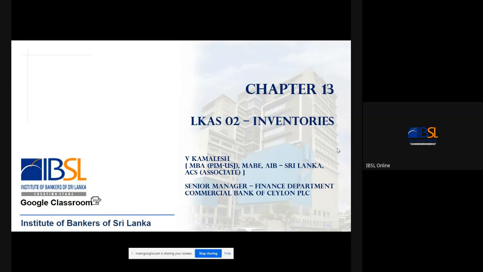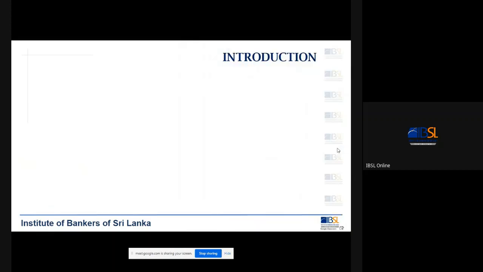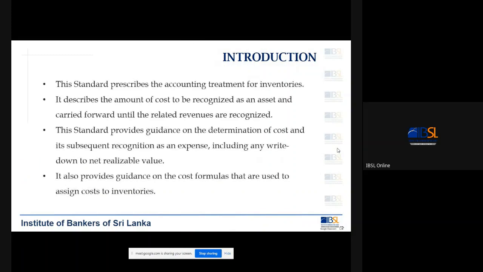Now we talk about this in terms of stock, but when you put it onto an accounting standard, it is same as what is mentioned as inventories. So LKAS 2 basically covers the standard on stocks. In other words, it is the inventory. So the standard prescribes the accounting treatment for inventories, that is stocks.